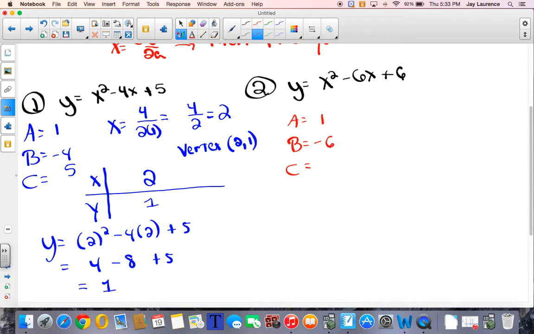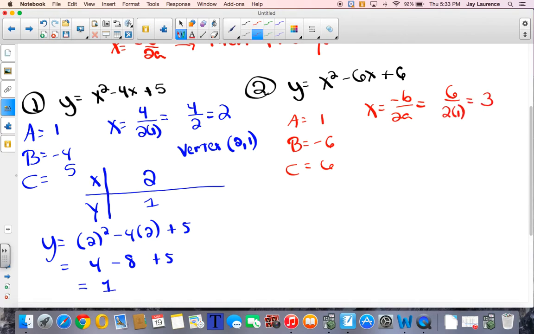Easy as 1, negative 6, 6. And then we'll do x equals the negative of b over 2a. The negative of b will be 6, because b is negative 6. That negative is important. I need the negative of it. It's positive 6, and that's over 2a.